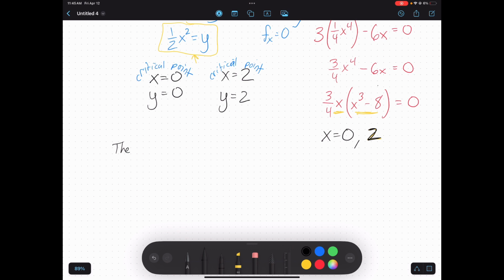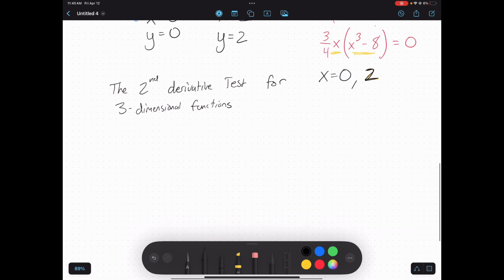So this is the second derivative test for 3-dimensional functions. Why is it 3-dimensional? It's because you've got 2 dimensions in just your independent variables, right? X and Y represent 2 dimensions, and your output is your third dimension.